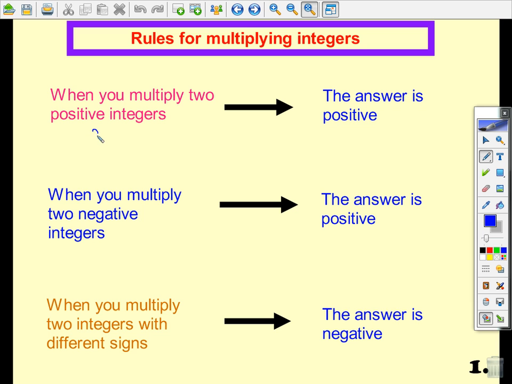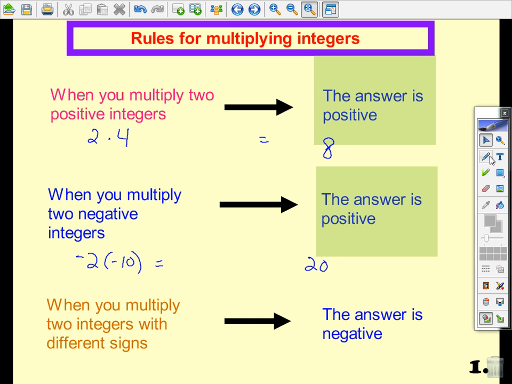Let's give an example. Two positive integers, 2 times 4, would result in a positive 8. When you do negative 2 times negative 10, the result is positive 20. When you multiply two integers with different signs, 4 and negative 5, your result is a negative. So in that case, it would be a negative 20.